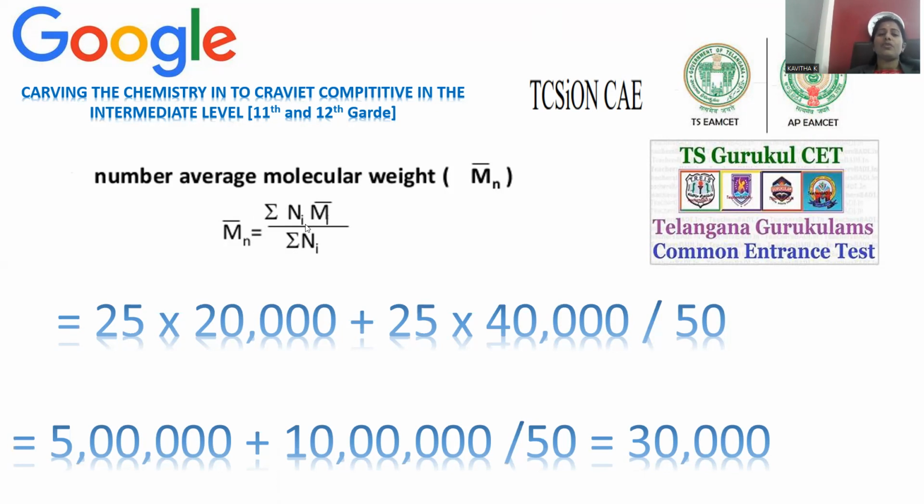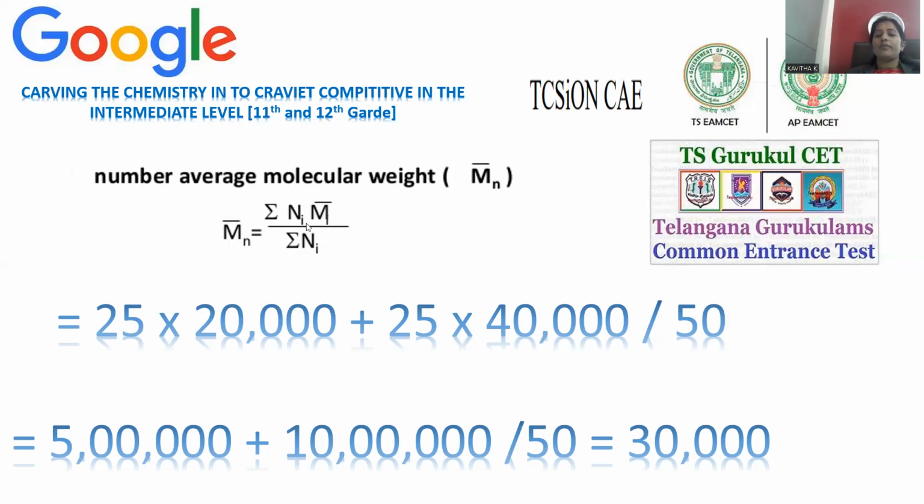Sigma Ni. Ni means how many polymer molecules of that kind we have, and M denotes the molecular weight of them. So Mn bar is equal to sigma Ni Mi, the number of polymer molecules times the molecular weight, divided by sigma Ni. Sigma Ni means the summation of how many polymeric molecules we have in total. This is only a number, not molecular weight. So here we have to go for summation, right?